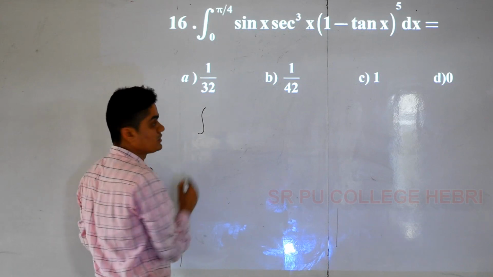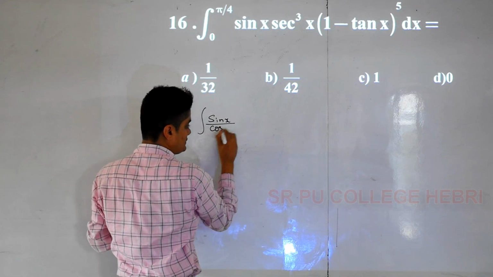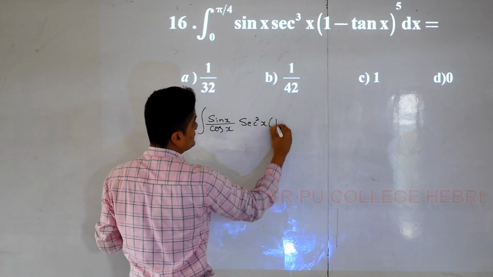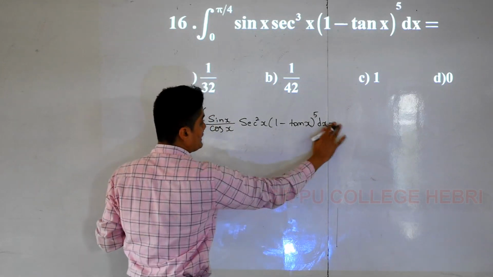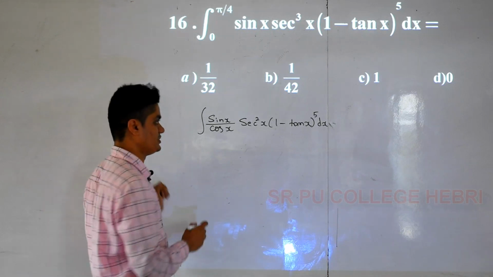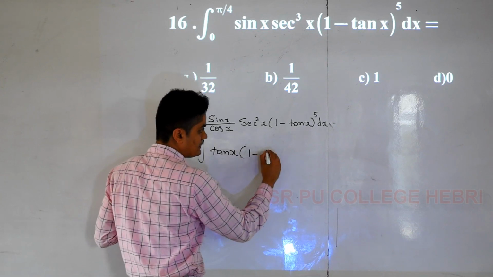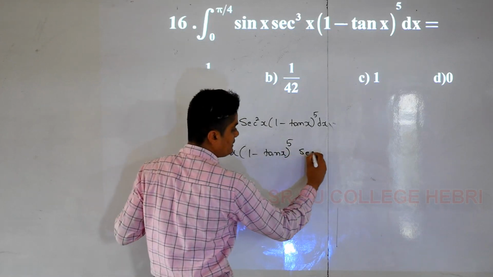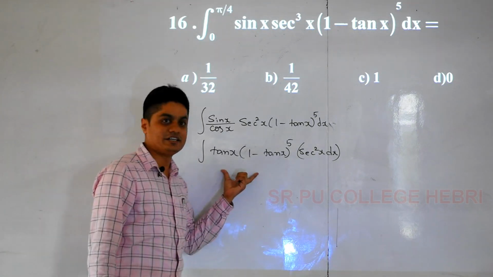First, rearrange the question like this: sin x, 1 secant. Secant x is nothing but 1 by cos x, so I will keep this as it is. Then (1 minus tan x) to the power 5. Now tell me what should I do, or why I wrote 1 secant x as 1 by cos x. Can you guess? Yes, your guess is right. This will give you tan x, and you know that the differentiation of tan x is secant square x. So I'll combine this with dx. Now maybe you got an idea how to continue from here, right?